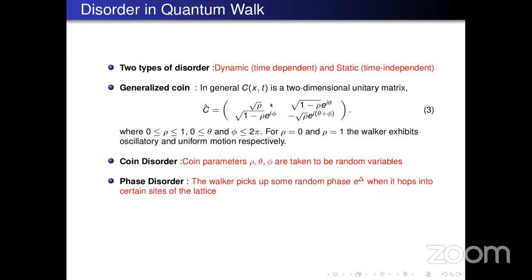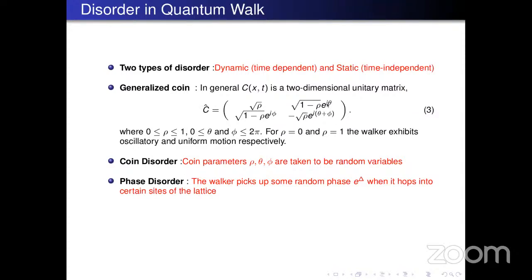Okay, now let us discuss different types of disorder. There are, in general, two different types of disorder. One is dynamic, that is time dependent. The other is static or time independent. Both dynamic and static disorder can be generated in different ways. Say, for example, one can use different coins at different positions or times to generate coin disorder.